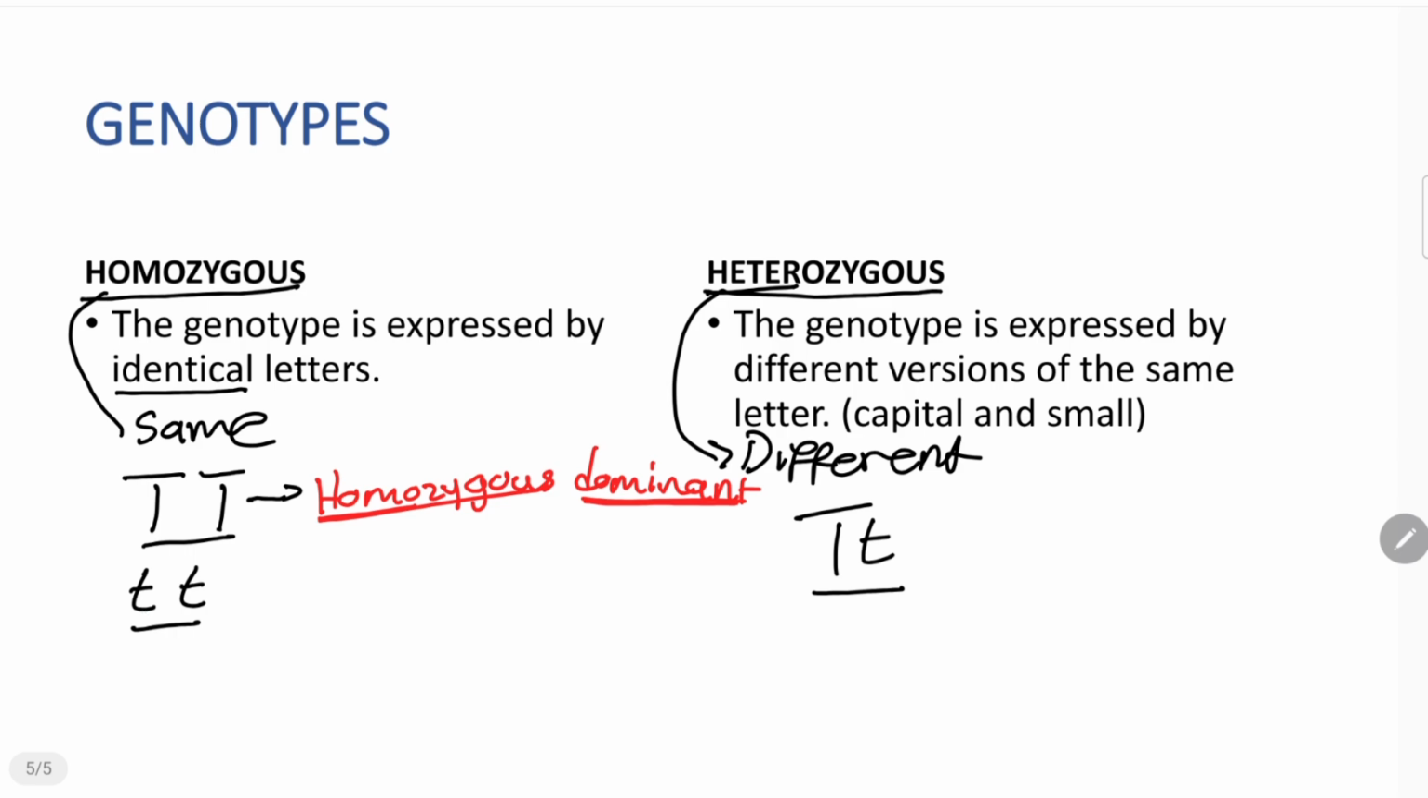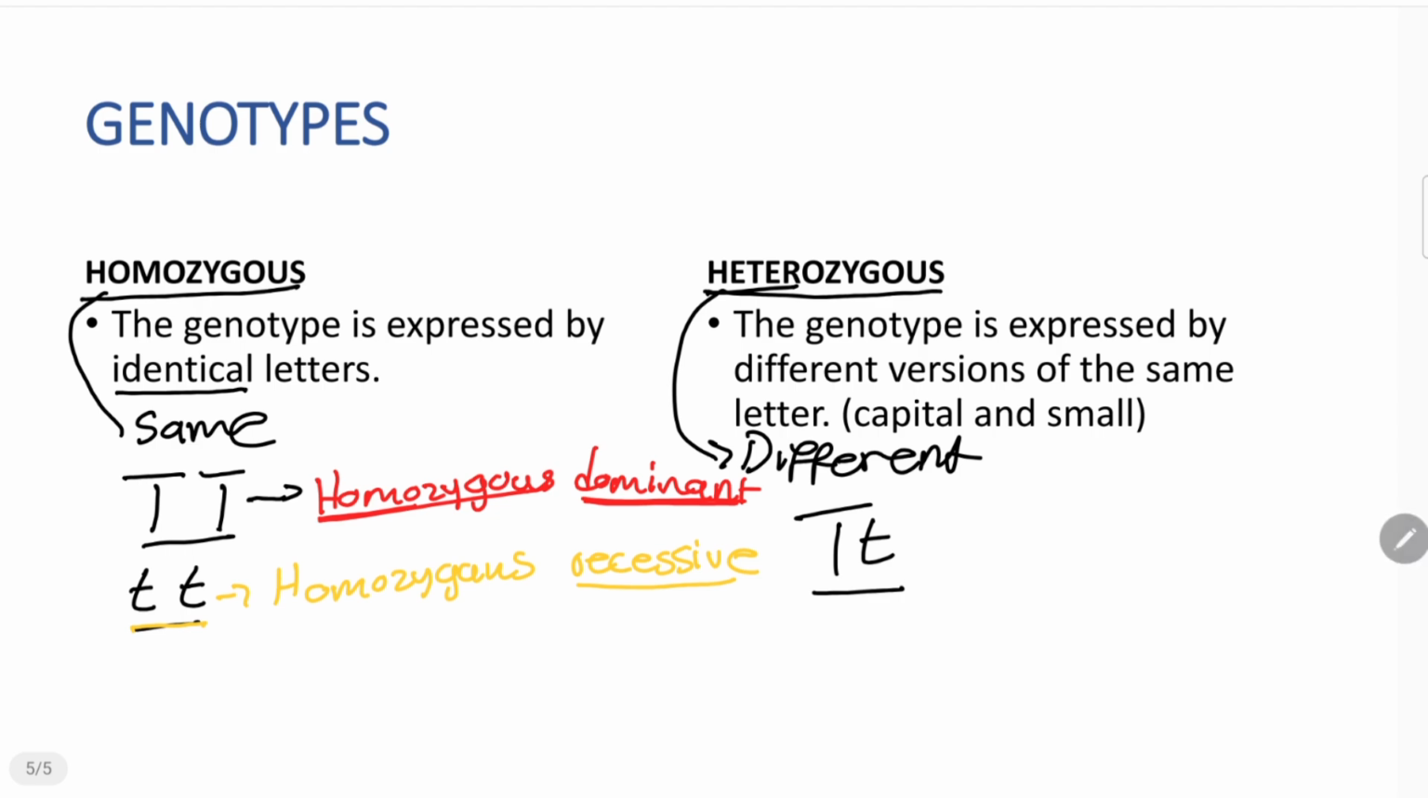But when we look at small letter t, small letter t, we say it is homozygous recessive. Again, it is homozygous simply because it is made up of the very same letters. But because they are all small letters, it tells us that they are recessive. So small letter t, small letter t is homozygous recessive. But capital letter T, small letter t is still heterozygous.